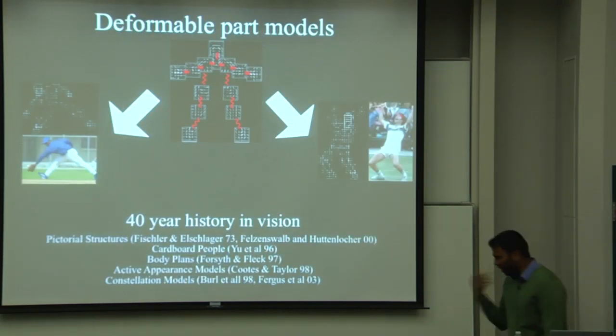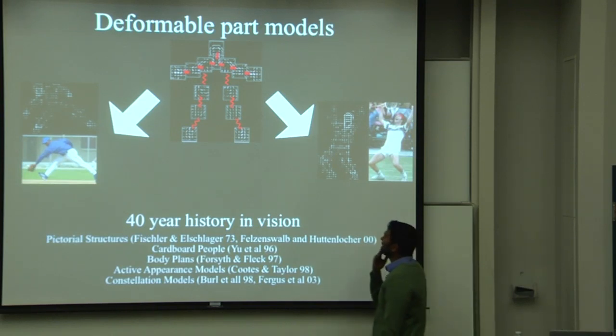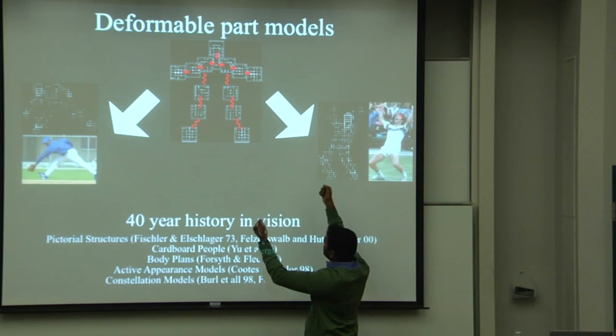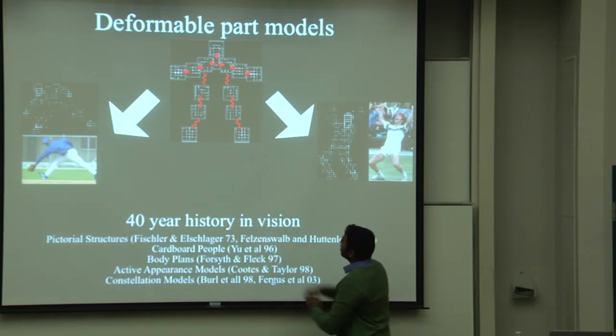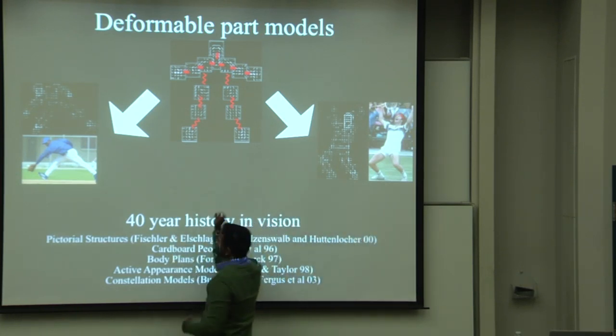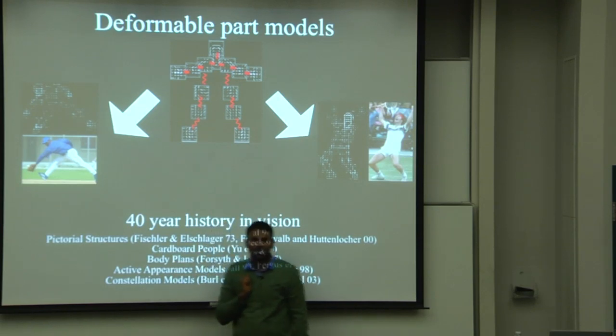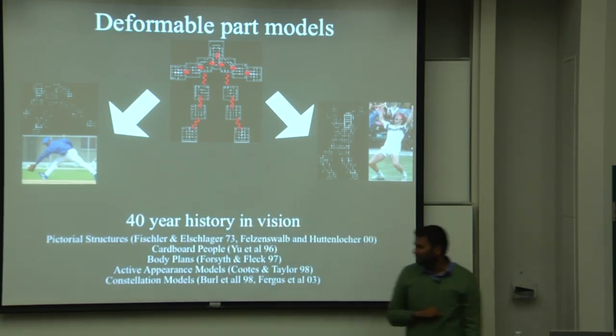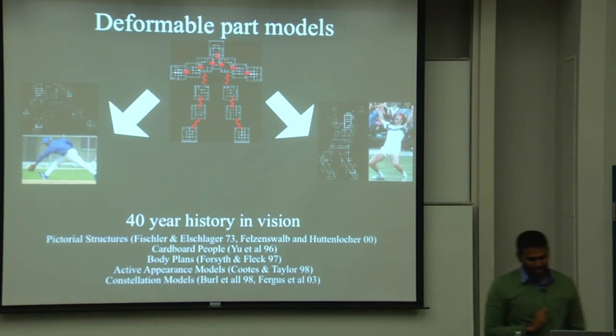Okay, one way to handle the rare appearances is a representation called the deformable part model, where you break up a template into little parts, and by letting these little parts move around, you can model these rare poses. These really have a rich classic history in vision.